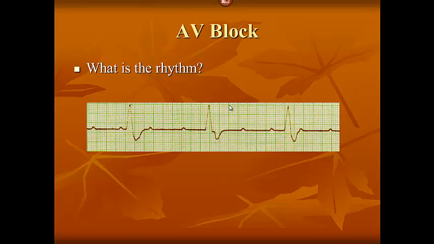However, it is constant in length, unlike second degree type 1. So what will be the difference between the first degree AV block and the second degree AV block type 2? The PR could be prolonged but constant in both. In the first degree AV block, there is no drop of QRS, and in the second degree AV block type 2, there is a drop of QRS. That's the main difference.